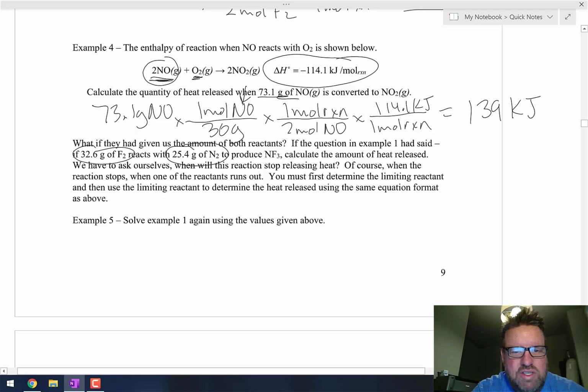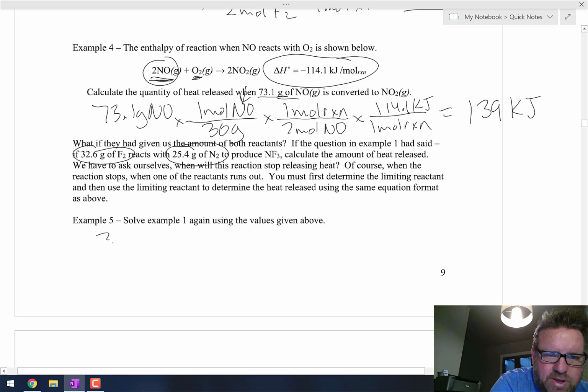We have to ask ourselves which of those two is more important, and really what matters is when will this reaction stop releasing heat? Of course, when the reaction stops. And when will the reaction stop? Whichever one of those two runs out first. So therefore, this is now a limiting reactant problem where the first thing we have to do is figure out which of those two is going to run out first and then use that one to answer the question.